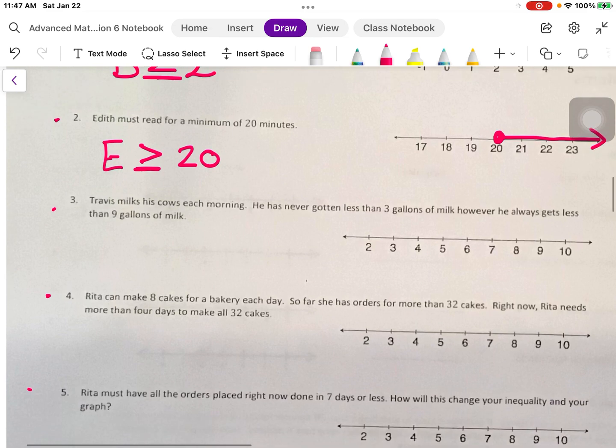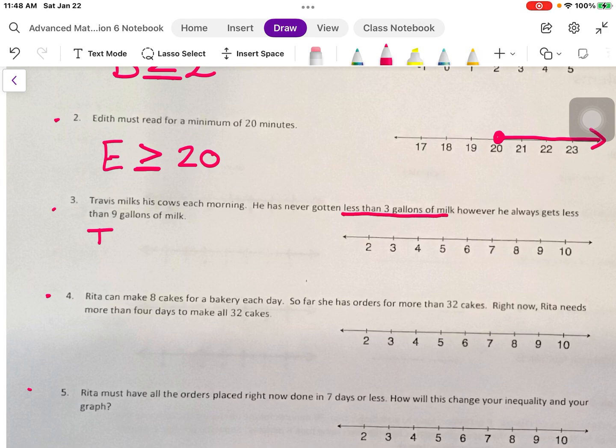All right, moving on to number 3. Travis milks his cows each morning. He has never gotten less than 3 gallons of milk. However, he always gets less than 9 gallons of milk. All right, this sounds like 2 inequalities in here. So we've got T for Travis.